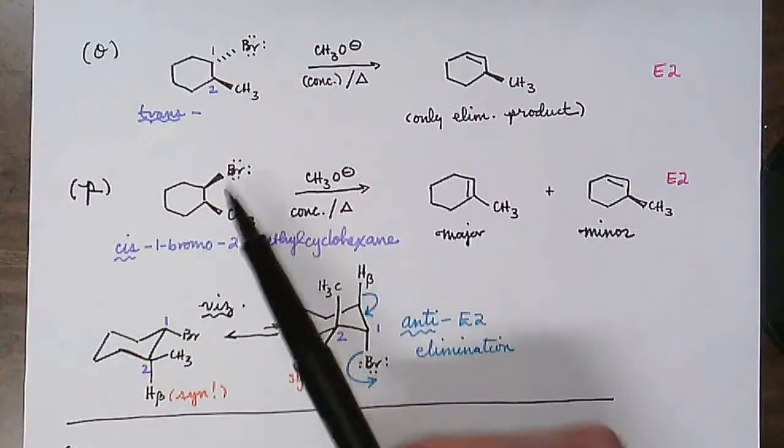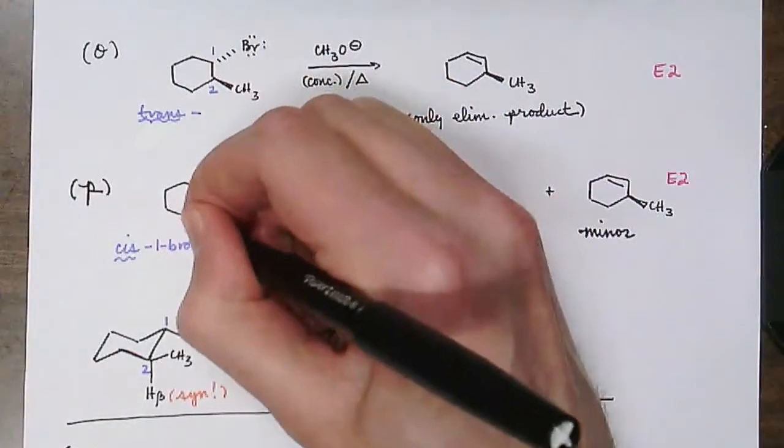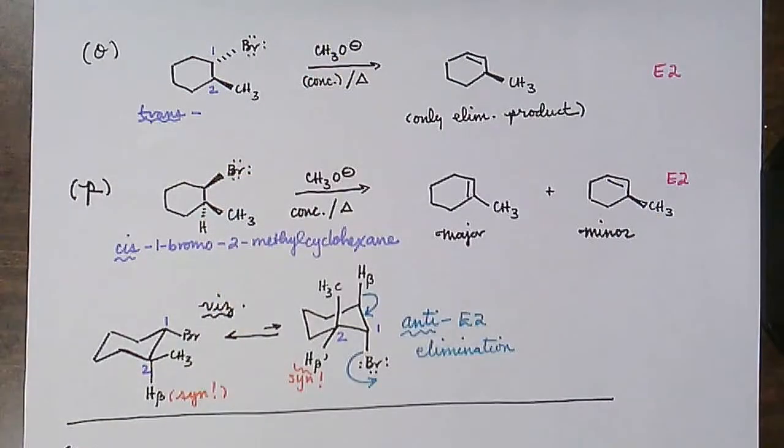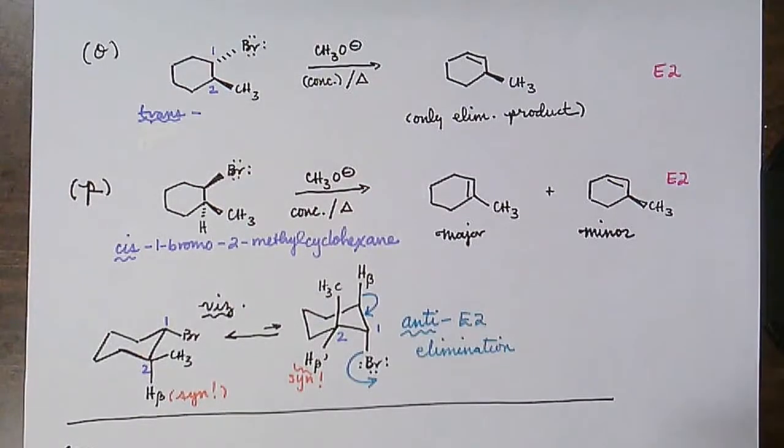If you deal with the cis isomer, you now have a beta proton that can exist anti because it is trans to the leaving group. And so under the same reaction conditions, we would then expect our Zaitsev product to predominate via the E2 pathway.